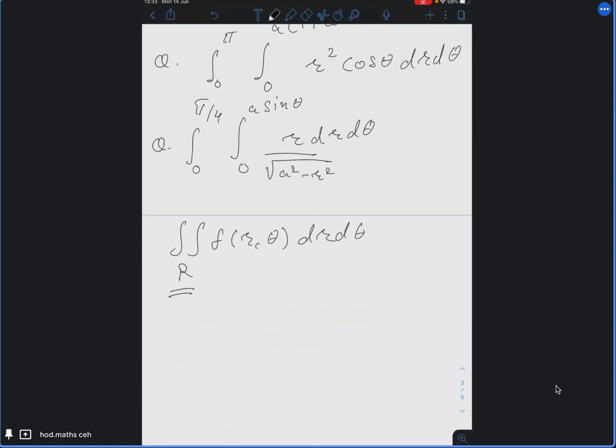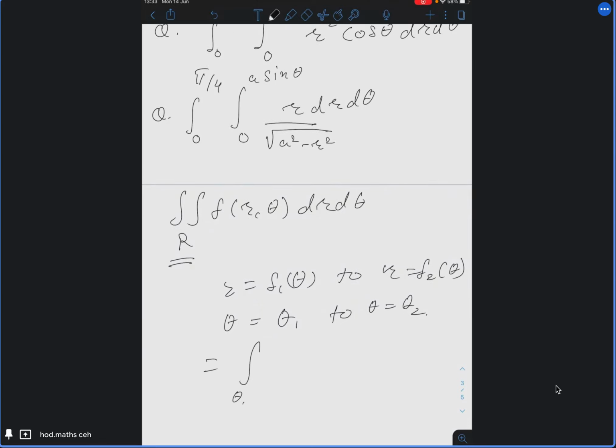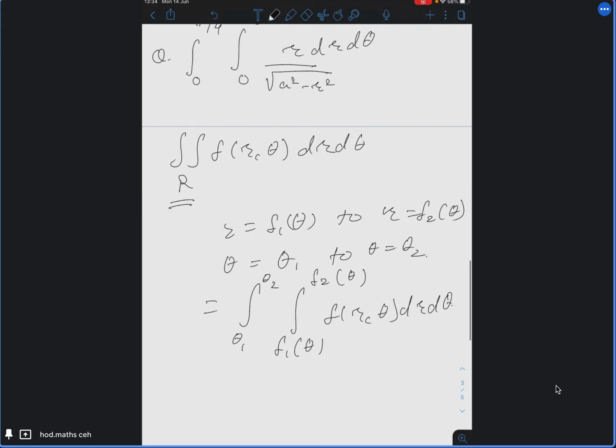Second, you have to write your r in terms of theta, r is equal to some f2(theta). We'll see how we will write this one. So the r limits of integration vary from f1(theta) to f2(theta), and theta limits will be constant, from theta 1 to theta 2. That means now this problem is the integral from theta 1 to theta 2, f1(theta) to f2(theta), f(r, theta) dr d theta. Same procedure we have to apply here.